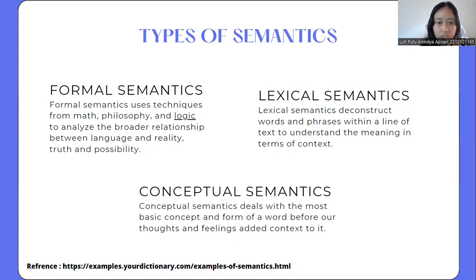Okay, there are three types of semantics, which are formal semantics, lexical semantics, and conceptual semantics. So, formal semantics is usually used to analyze the broader relationship between language and reality, truth and possibility. It uses techniques from math, philosophy, and logic.